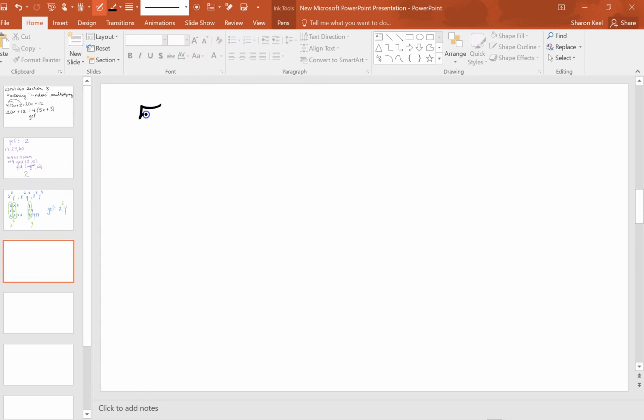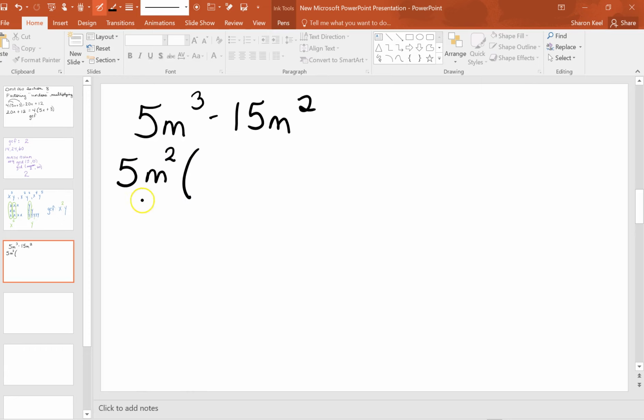So let's do a couple of examples. Here we have 5m cubed minus 15m squared. So what I'm going to do is look at these two. I have a 5 and a 15. The greatest common factor of both of those is going to be the value 5. Both of them have an m. What's the most m's they both have? This one has 3, this one has 2, so they both have at least 2 m's. So I put my GCF first.